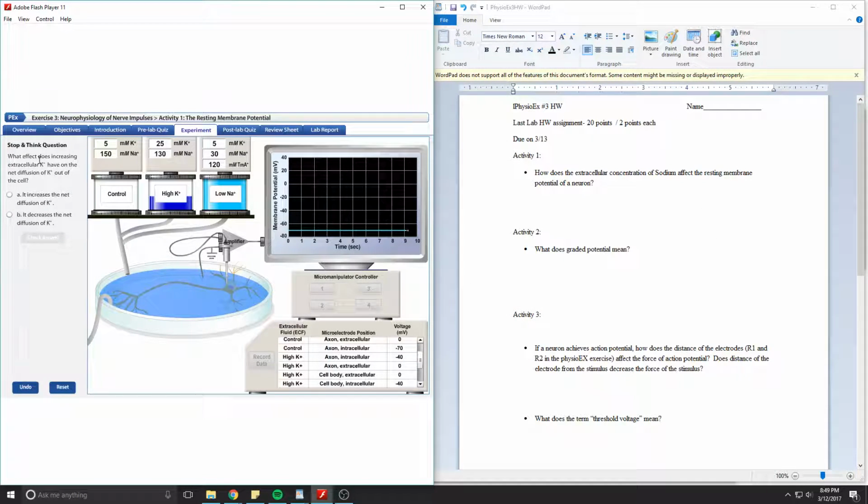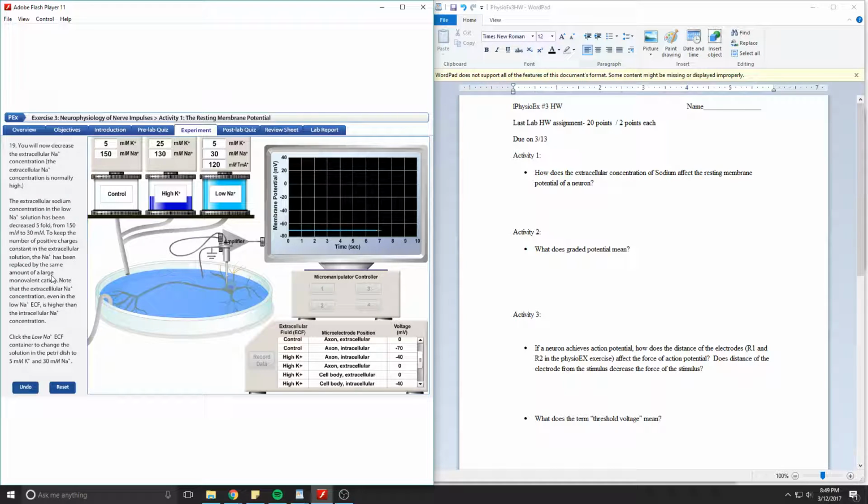What effect does increasing extracellular potassium have on the net diffusion of potassium out of the cell? This decreases the net diffusion, because if you have more potassium outside when you already have a lot of potassium inside, you're just going to make less diffusion. Now we're going to put that low Na solution in and see what happens.